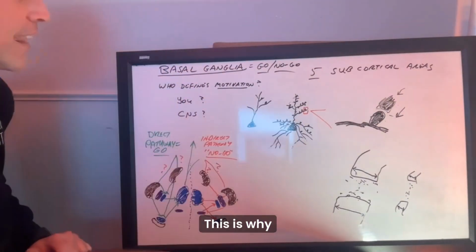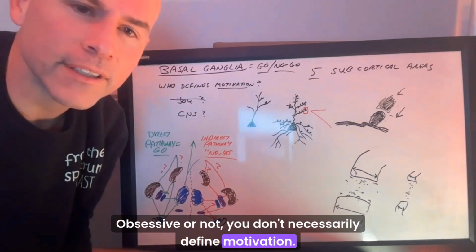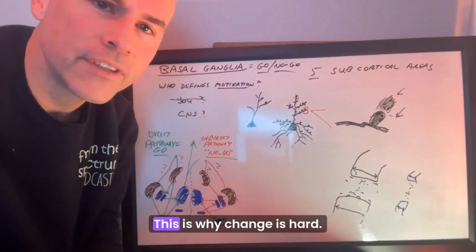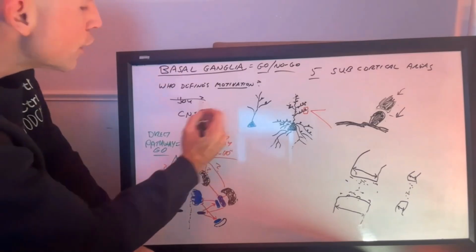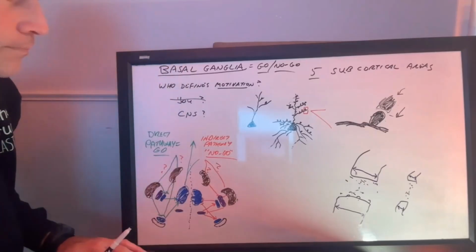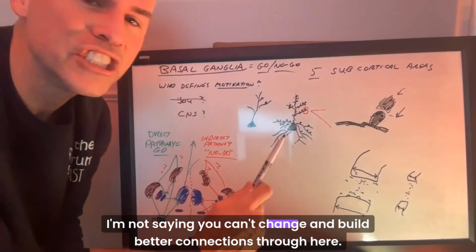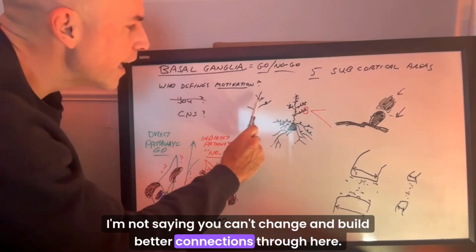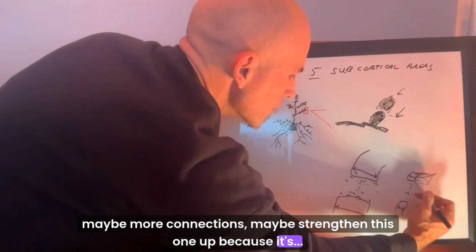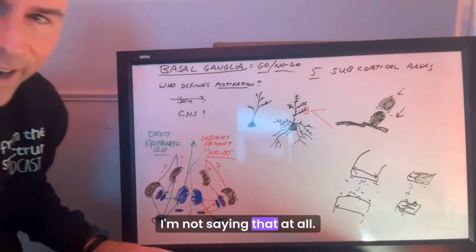This is why, autistic or not, you don't necessarily define motivation. These neurocorrelates and connections do. This is why change is hard. The central nervous system is going to determine what you do. Now, I'm not saying that you can't reverse this. I'm not saying you can't change and build better connections through here. Maybe more connections, maybe strengthen this one up because it's more preferred and these receptors will hit. I'm not saying that at all.